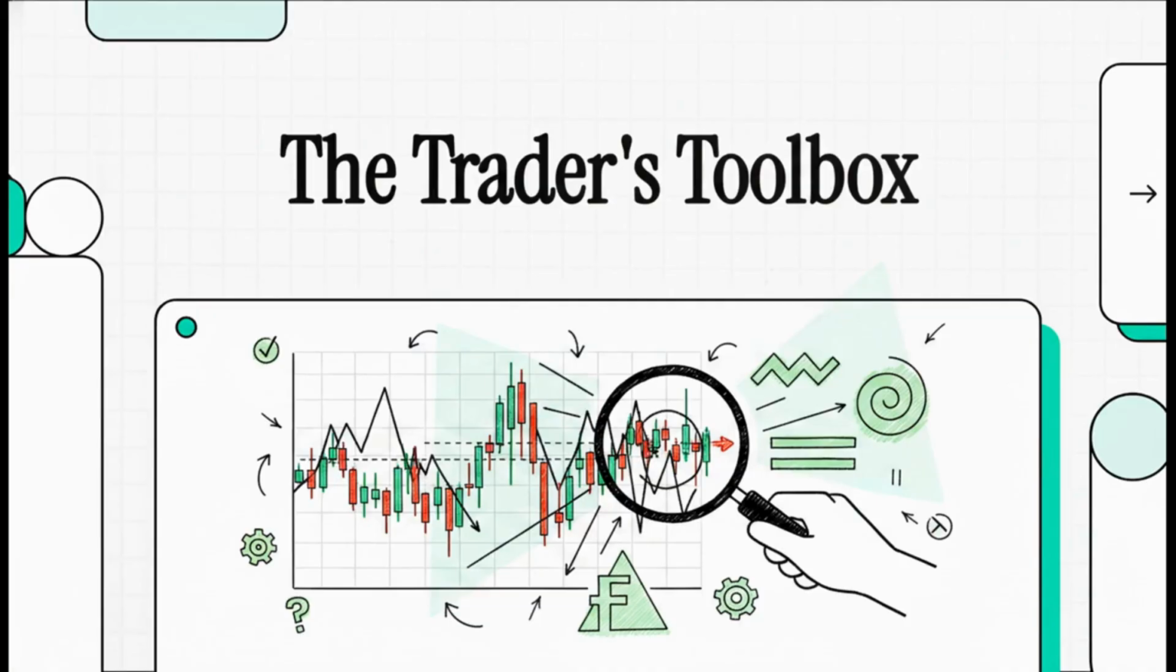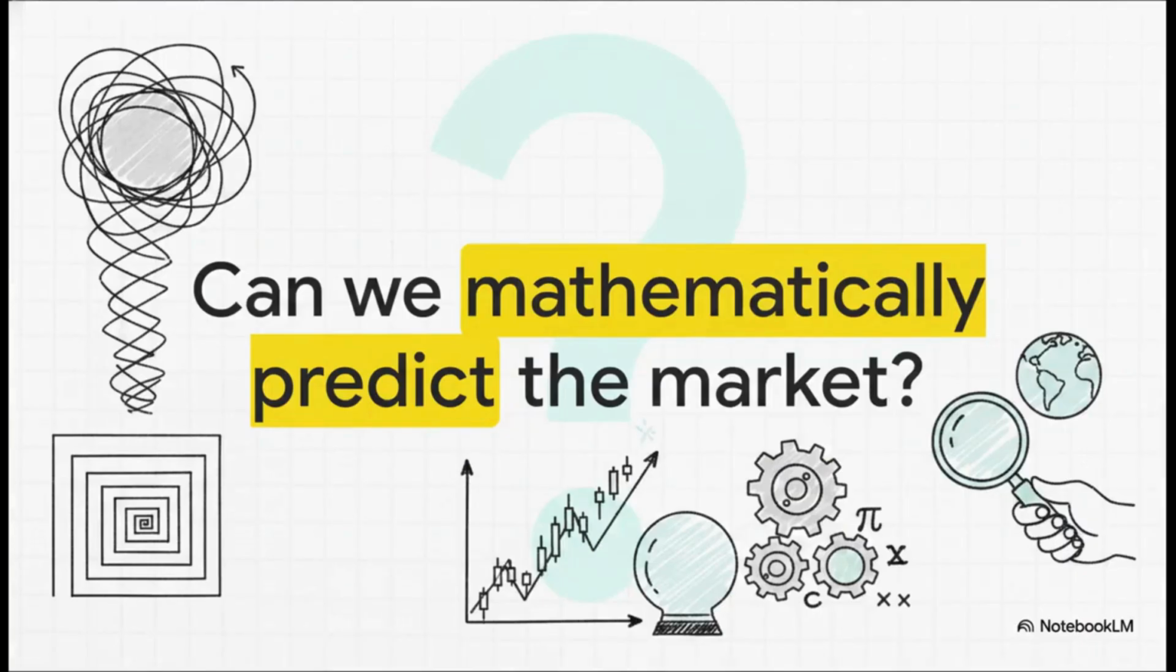Well, today, we are officially opening up the trader's toolbox and demystifying 17 distinct strategies that folks use to decode the market. Okay, let's dive right into this, because it brings up the ultimate question, doesn't it? Can we mathematically predict the market? Is there truly order hiding inside all of that financial chaos? Now, obviously, nobody has a crystal ball, but over the decades, traders have developed some pretty fascinating visual and mathematical systems to try and tilt the odds in their favor.